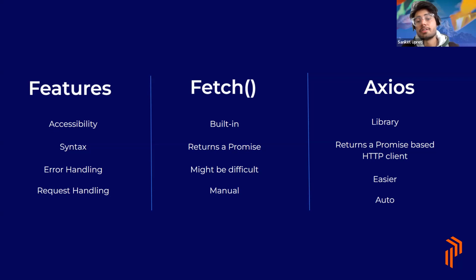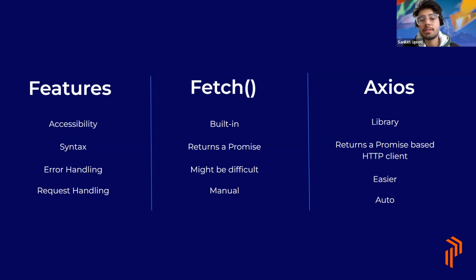For syntax, fetch returns a promise, and so does Axios, but the promise-based HTTP client looks cleaner and is easier to maintain, I would say. Personally speaking, I prefer Axios, and that's what we're going to use today.